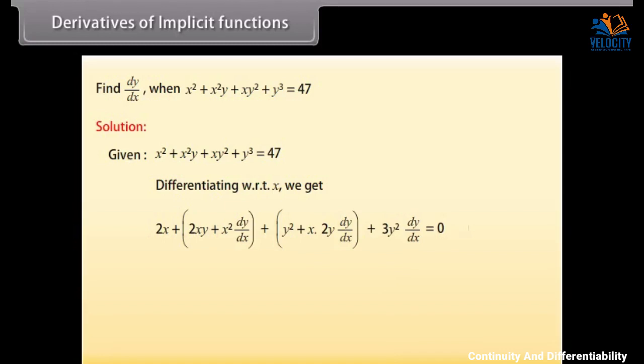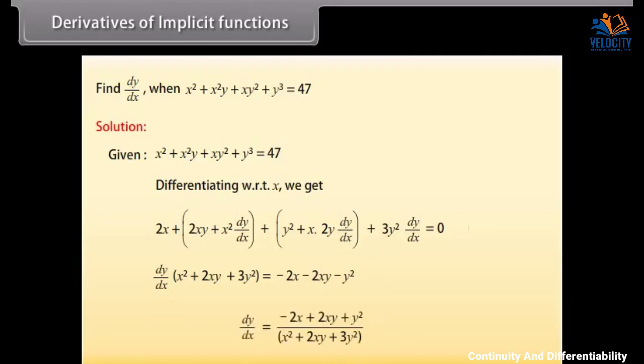Transfer the terms without dy/dx to the right-hand side and taking common dy/dx from the left-hand side, we get dy/dx into (x square plus 2 into x into y plus 3 into y square) is equal to minus 2 into x minus 2 into x into y minus y square. dy/dx is equal to minus of (2 into x plus 2 into x into y plus y square) divided by (x square plus 2 into x into y plus 3 into y square).